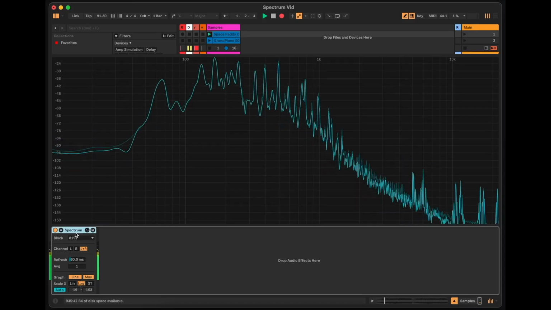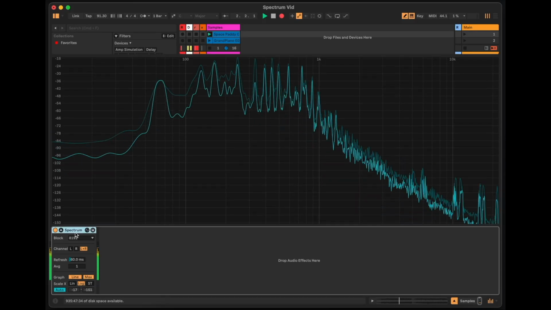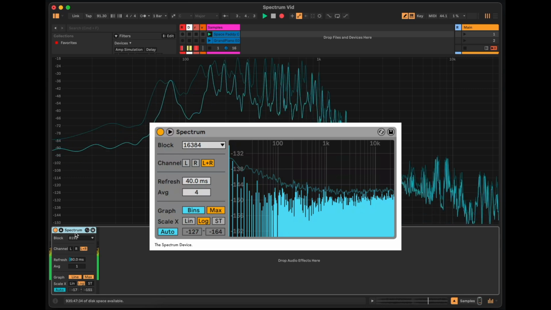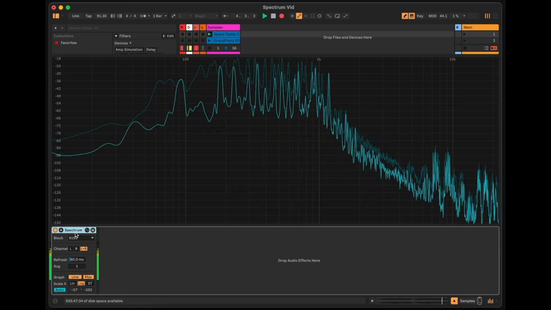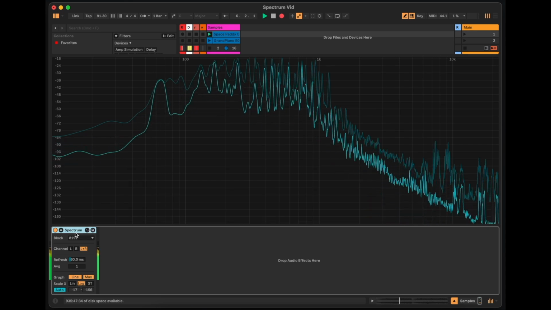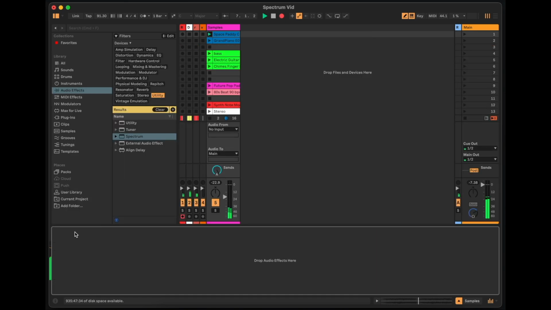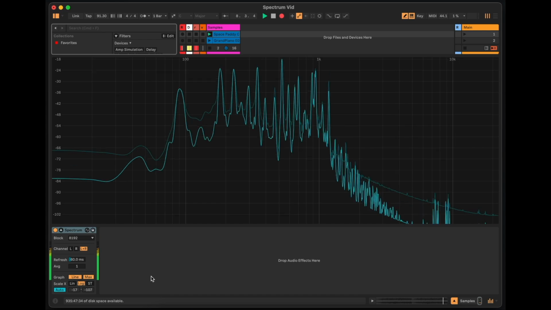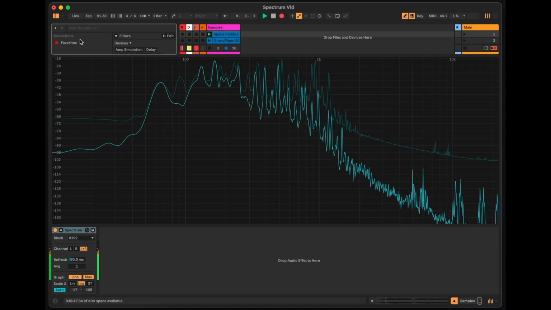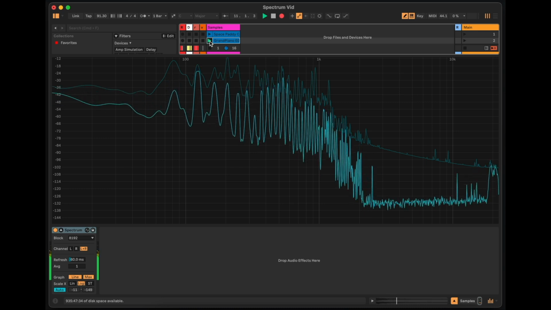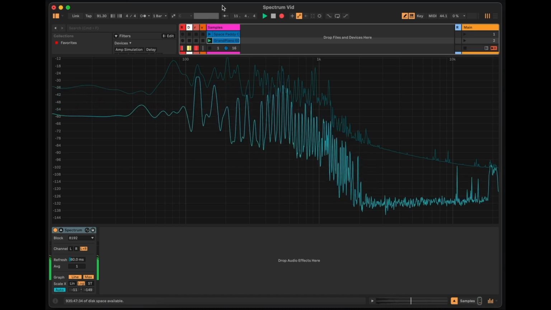In this video, I will explain Ableton Live's Spectrum device. Spectrum analyzers are great tools to have in any type of audio production. Ableton has a spectrum analyzer called Spectrum. Spectrum analyzes the frequency content of incoming audio. Spectrum does not affect the sound of the incoming audio.